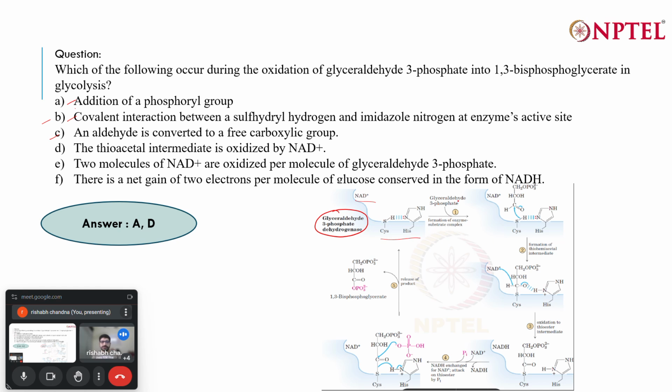So what happens first? When the glyceraldehyde 3-phosphate enters the enzyme, it forms a complex. So this is a thiohemiacetal intermediate that is formed, because it is formed with the sulfur group. So that's why it is a thiohemiacetal. Okay. So a thiohemiacetal intermediate is formed. Okay, wait, I am just explaining the reaction mechanism first, then we'll see the options.